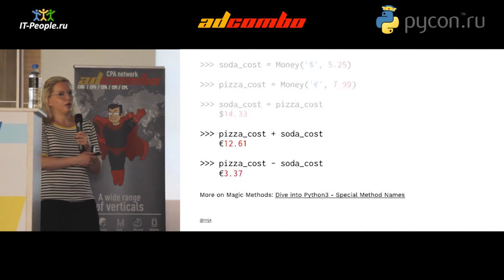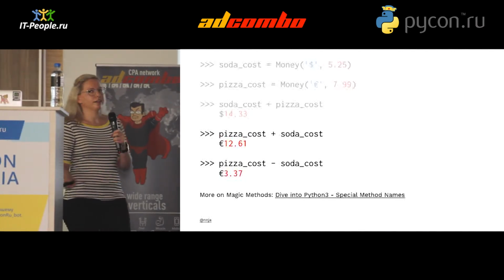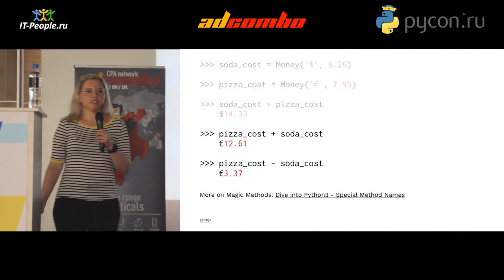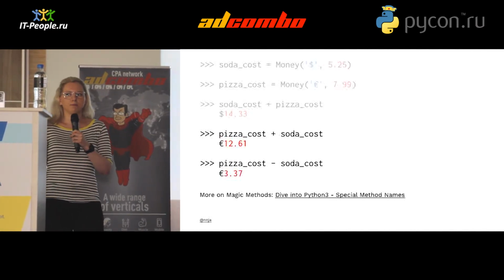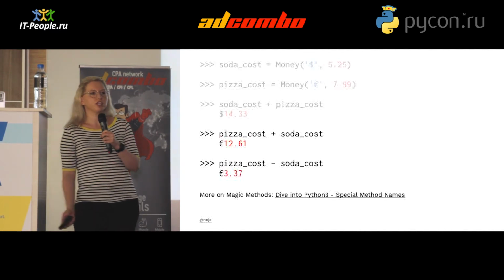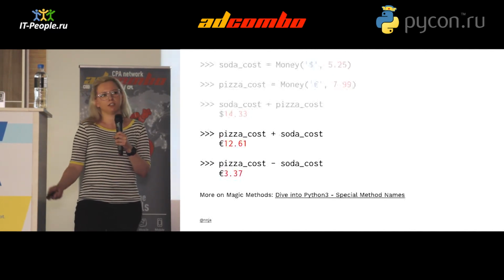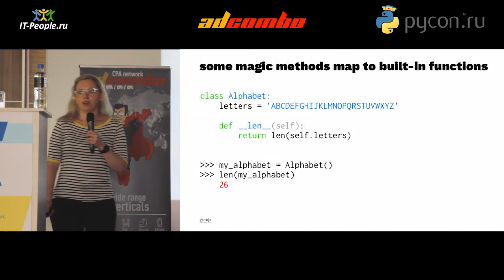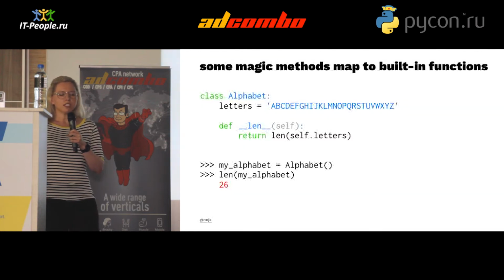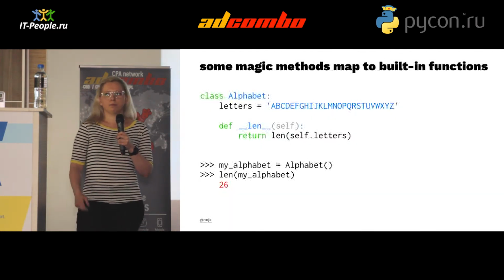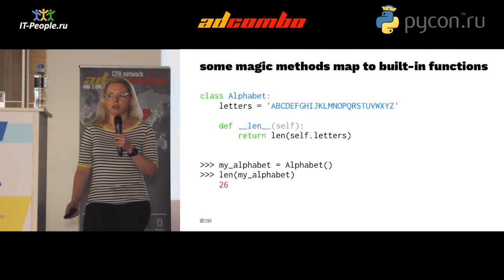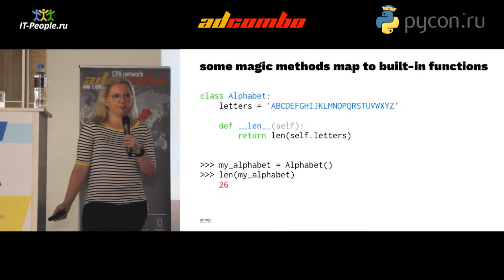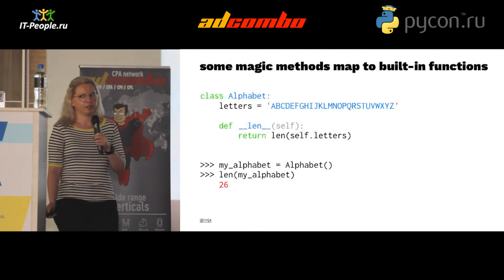So these methods that we wrote, these simple, small, elegant methods are currency aware, and they do these operations in the currency of the object that we're acting on. So if the second object is in a different currency, it does the conversion under the hood. I think that's pretty cool. Some of these magic methods map to built-in functions. For example, dunder len actually maps to the built-in len function, and we'll see why that's important in a minute.